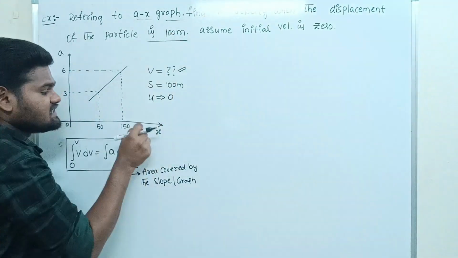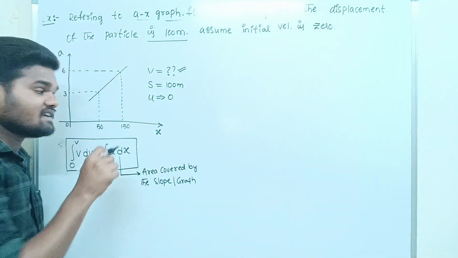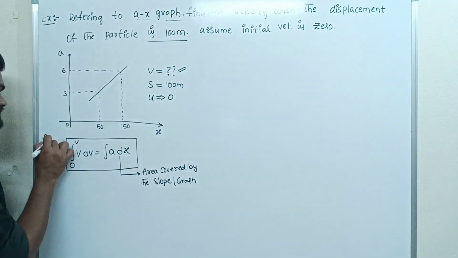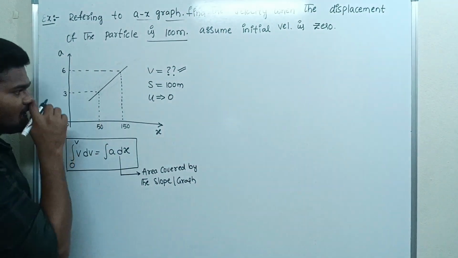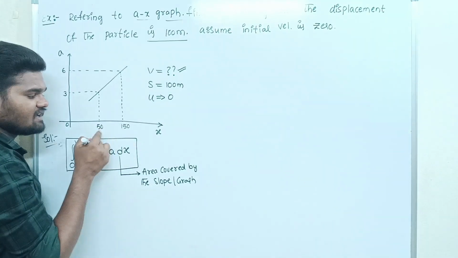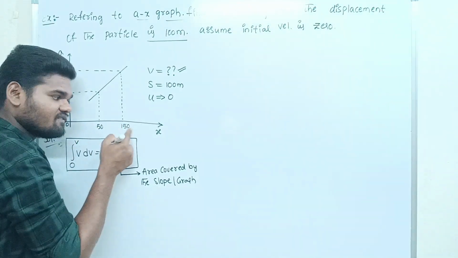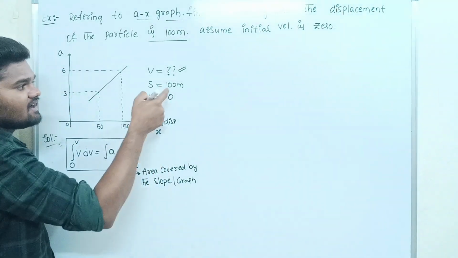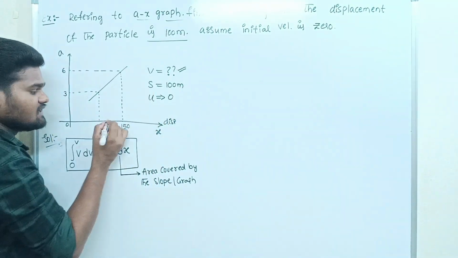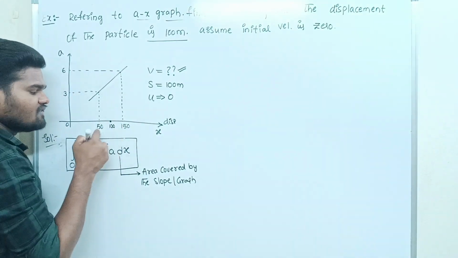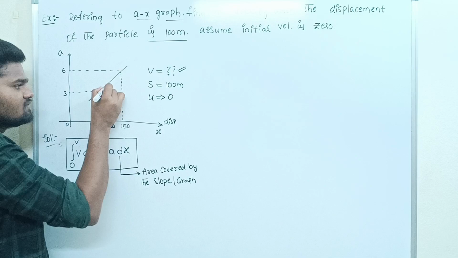Displacement is equals to how much? 100. Displacement is equals to 100. Have a look. In this given graph, the 100 is in between 50 and 150. Have a look. This is what? Displacement. So we have to find the area at s is equals to 100 meters. So here I am taking the point 100 displacement. It is in between 50 and 150. Have a look.